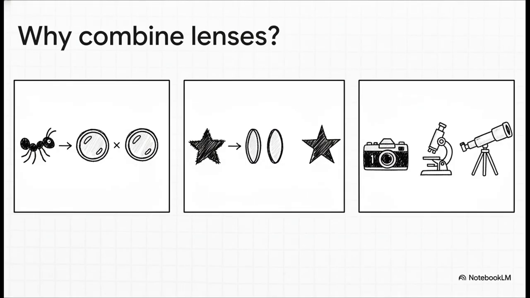So why go to all this trouble of stacking lenses? Well, there are some huge advantages. For one, it lets you achieve really high magnification, because the total magnification is the product. You multiply the individual ones together. It also helps designers correct for all sorts of little imperfections, which makes the final image way sharper and clearer. And this, right here, is the fundamental idea behind how we build cameras, microscopes, and telescopes.